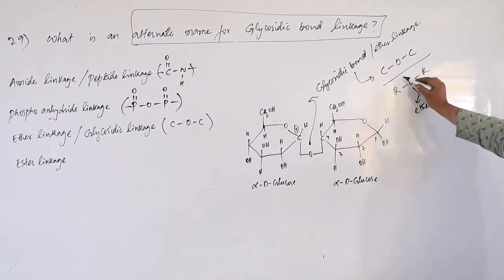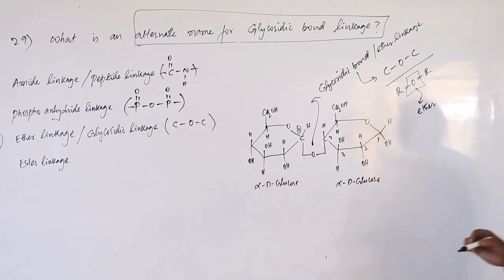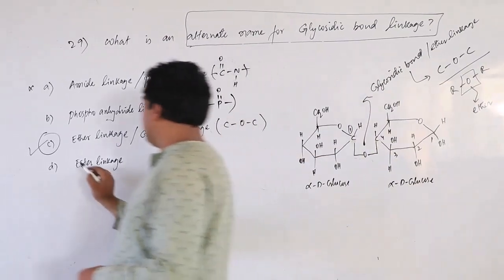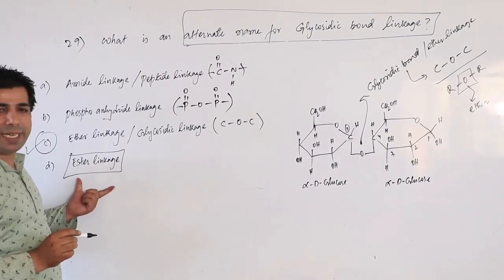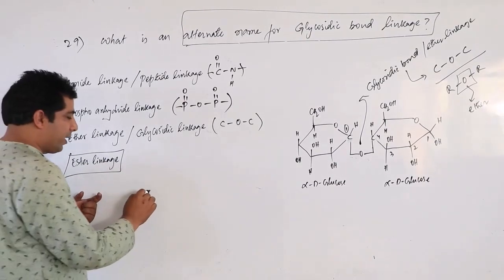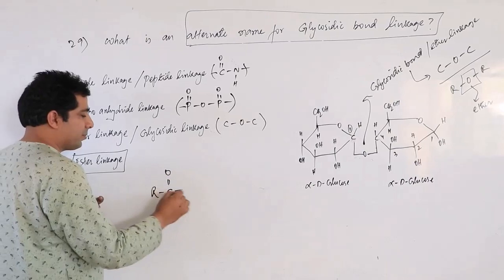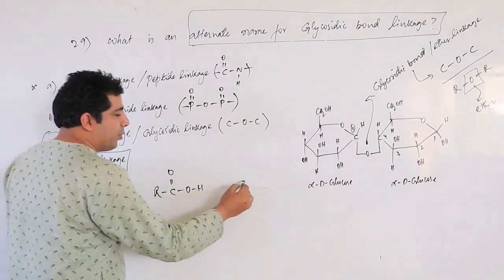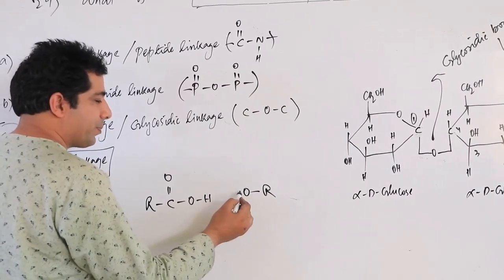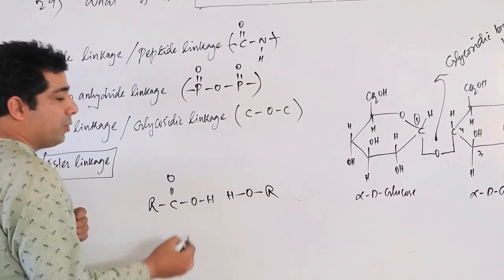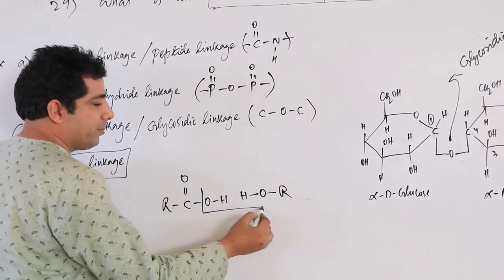And because this O represents ether, correct? So now we have an ester linkage. Ester linkage will be mainly between carboxylic acid and alcohol. If you have a carboxylic acid with you, with OH, and then you have an alcohol, let's suppose you have OH, correct? So there is a loss of water molecule here.